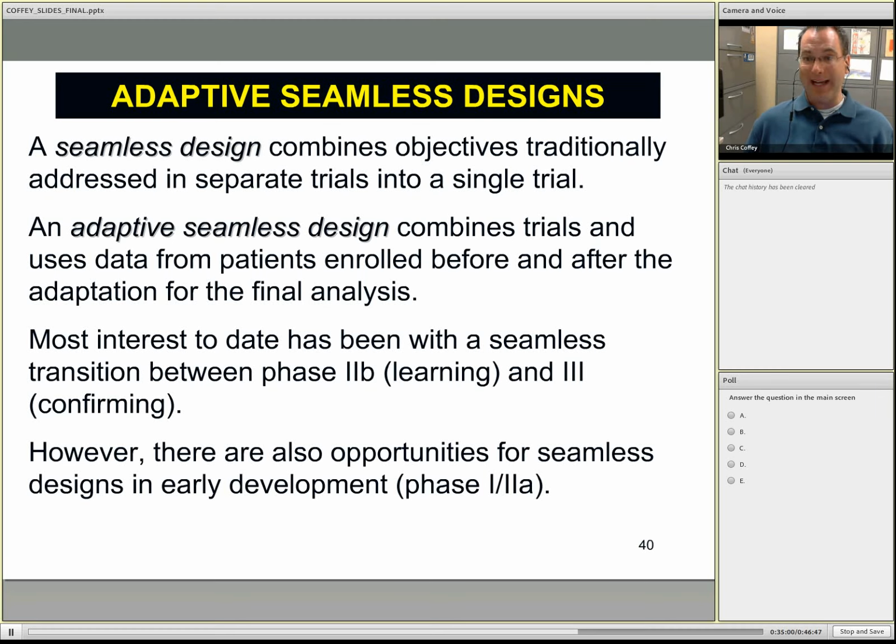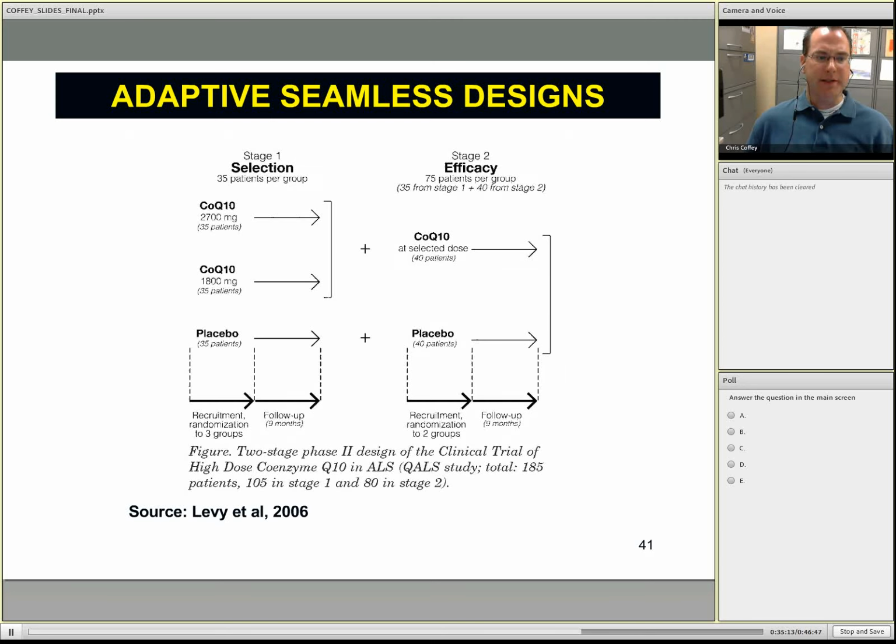I'm not going to focus on that here, but the reason I mention this is that there have been instances that have crept up in recent years of using these adaptive seamless designs in early phase studies. I'll just mention one example, a study in ALS that was done out of Columbia University, where they did an adaptive seamless design, which was very interesting, that looked at two of the different designs we've talked about. They did a selection design as the first phase, where they looked at two different doses of coenzyme Q10 versus placebo, with the objective being that the selection design would be used to choose one of the two doses.